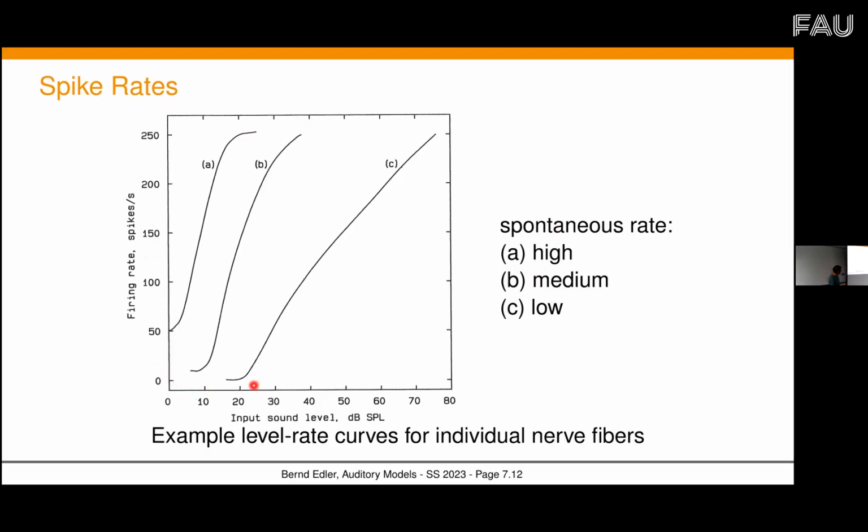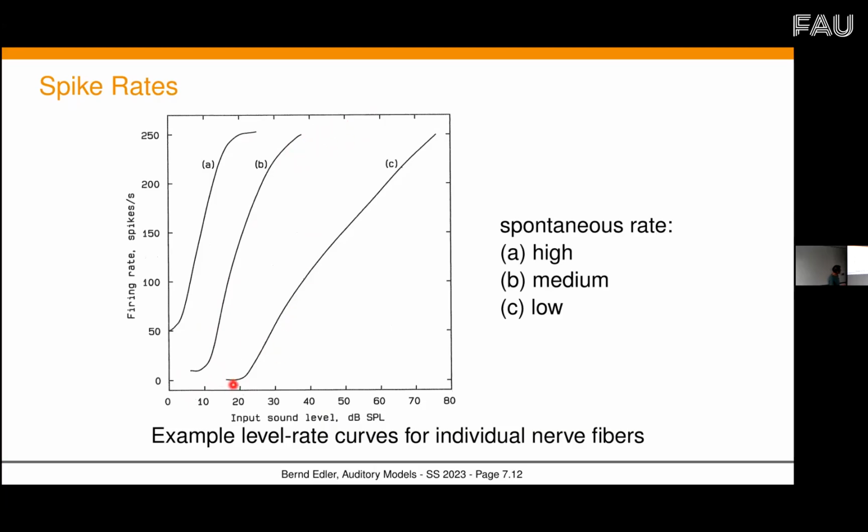And the next, the B, the medium spontaneous rate neuron, would start a little bit above 10 dB SPL, and then its firing rate would increase. Here the saturation is not yet clearly visible in that graph, but it would go to saturation at some levels above, let's say, 40 dB or 50 dB.